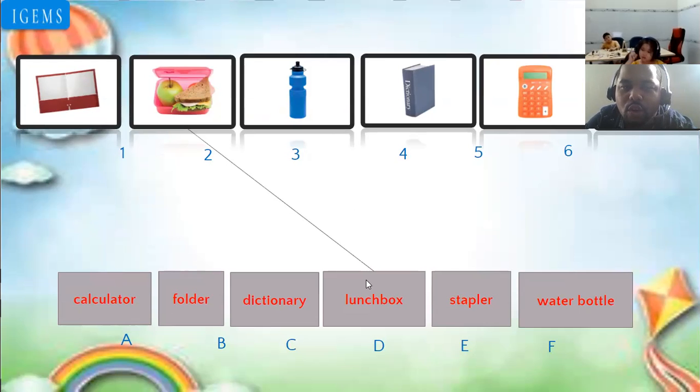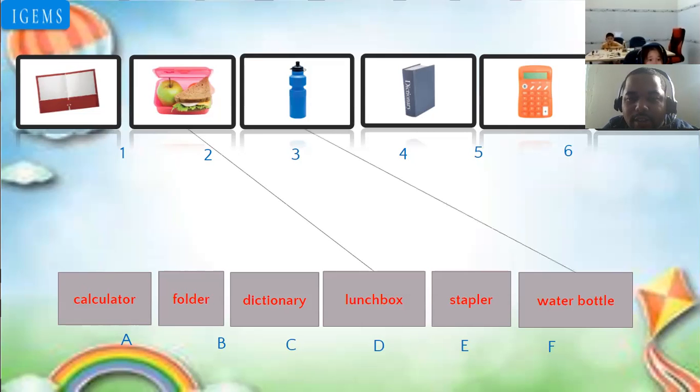Okay, so number 2 matches with letter D, and that is lunchbox. What is number 2? Lunchbox, okay. And let's see. Number 1. And what is number 3? Water bottle. That's right.